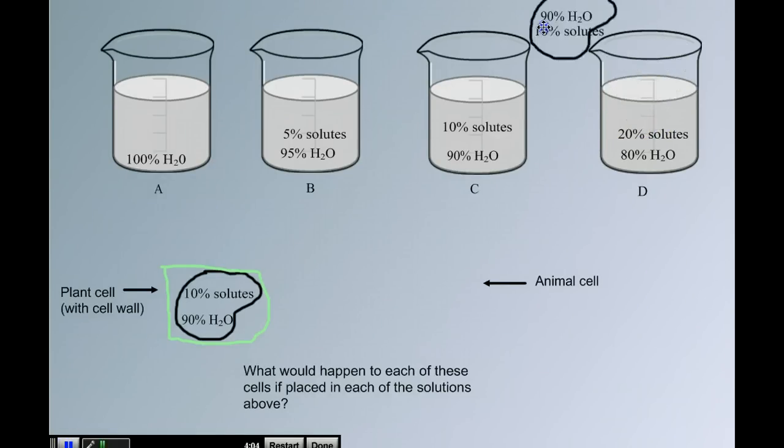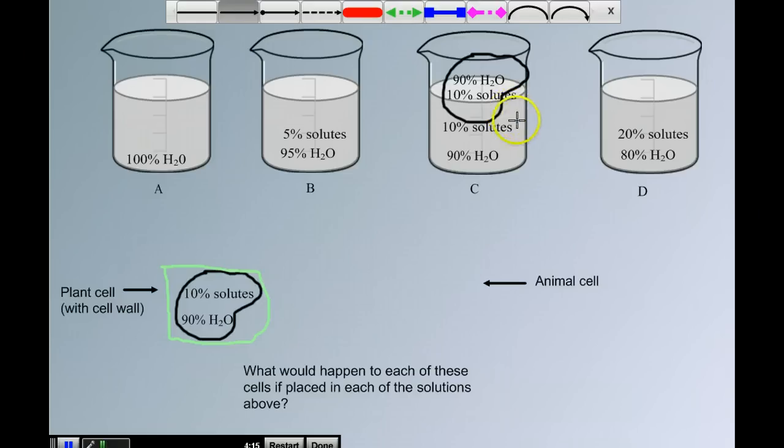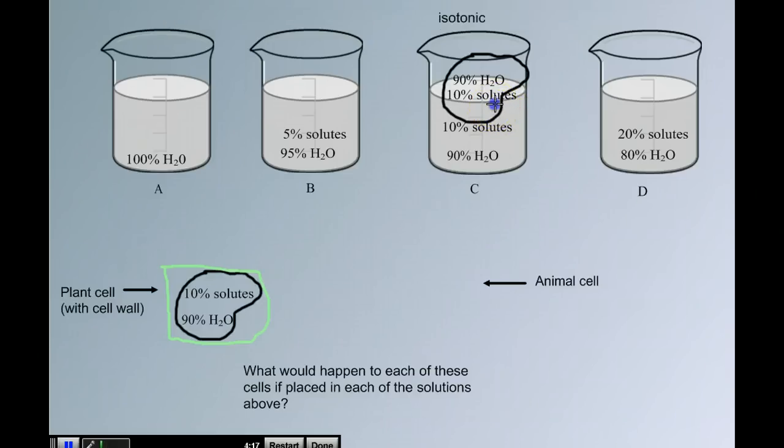What if I move this cell into this solution? How do the two solutions compare? How does the solution compare to the cell? And in this case, they're isotonic. So which way will water move? Now you might be tempted to say that water won't move, but in fact it will. It'll move in and out at the same rate, so we'll see no net change. Let's go to the next one.